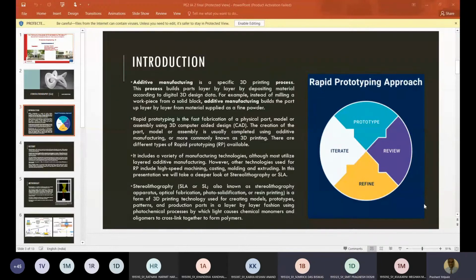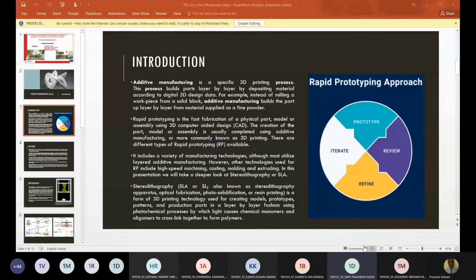Okay. So additive manufacturing is nothing but a type of 3D printing process. In this, the process builds the 3D design data layer by layer by depositing the material. So this is how the 3D object is made. Instead of removing the block from the metal, we add the block to the metal, and that's why it is known as additive manufacturing process.